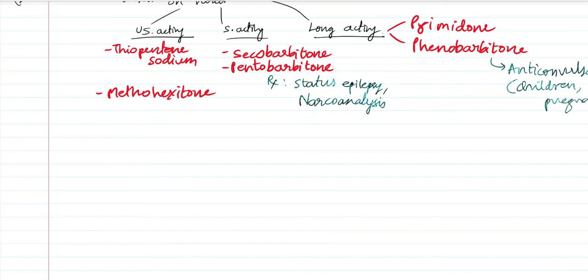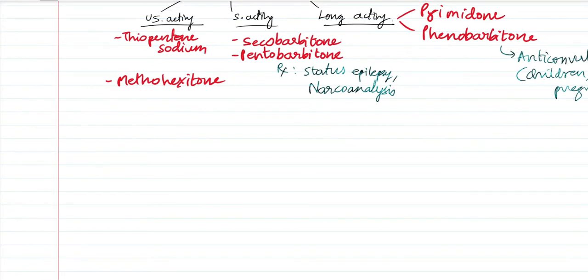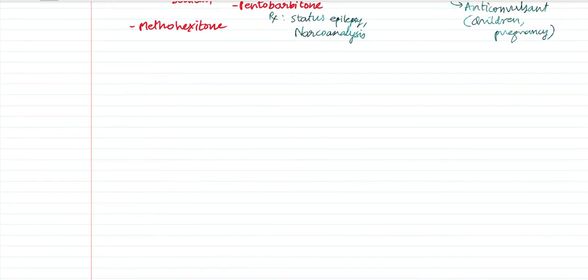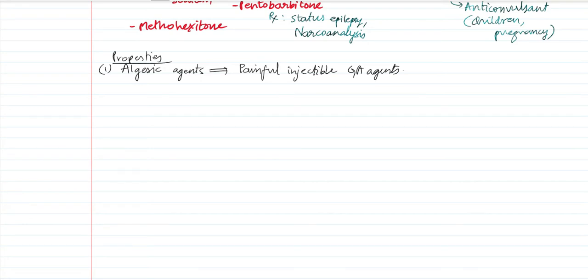Now let us look at some of the general properties of this group, these barbiturates. These are mainly analgesic agents, which means that these agents are painful injectable general anesthetic agents. Next property is that they have a narrow therapeutic index, which means any type of overdose can lead to death. So it is not used for insomnia.